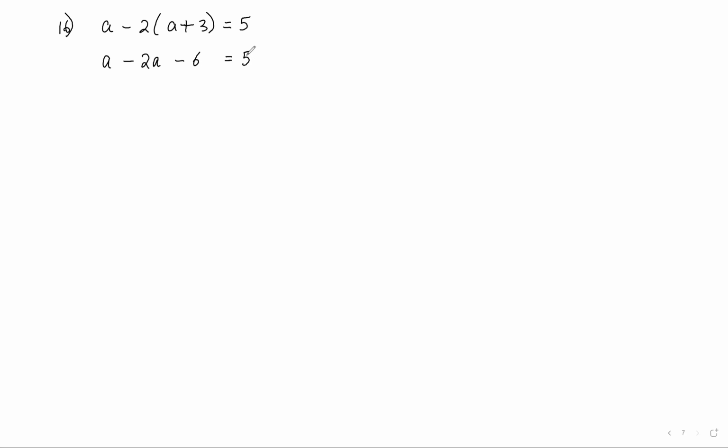Right. So then A minus 2A would be what? That would be 1A minus 1A. And then you bring over the 6, and that'll be plus 6, and then that'll be 11. So it'll be minus 1A equals 11. That's right. So minus 1A is equal to 11. And then A is equal to 11 over minus 1. That's right. So then A is equal to negative 11.